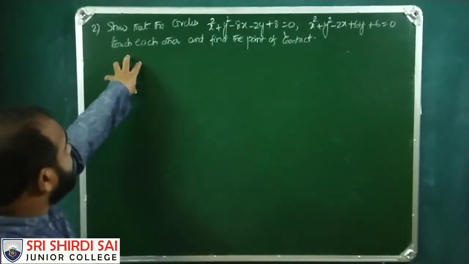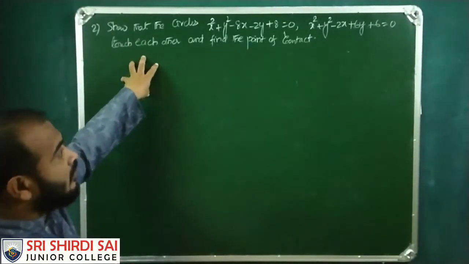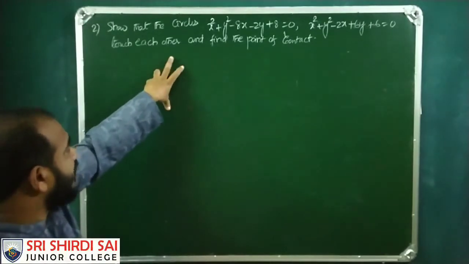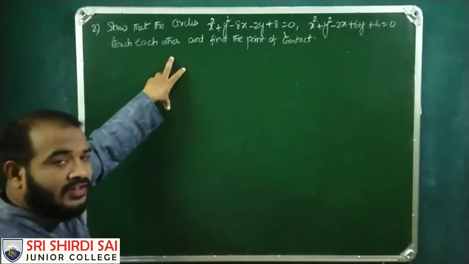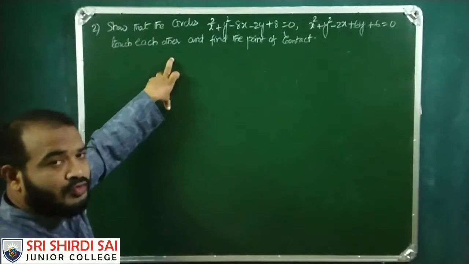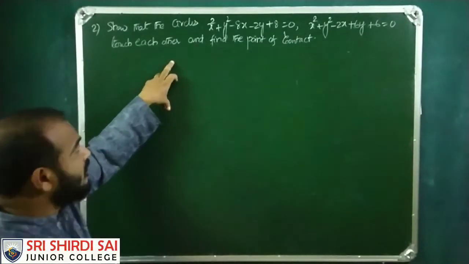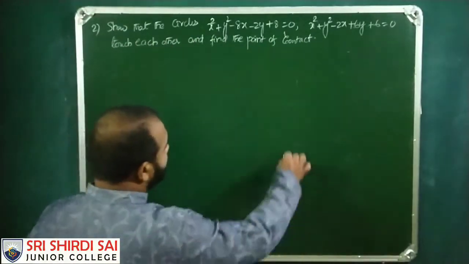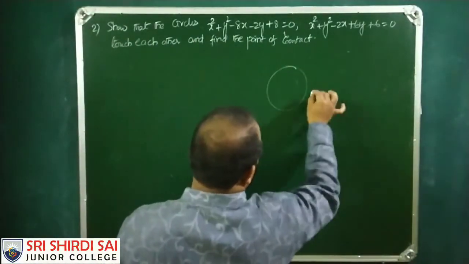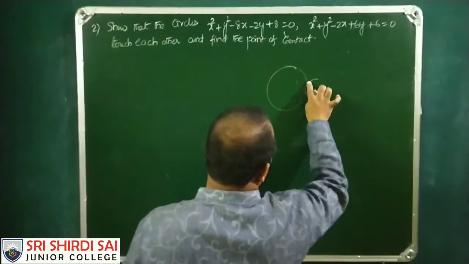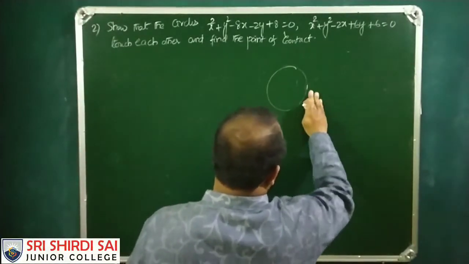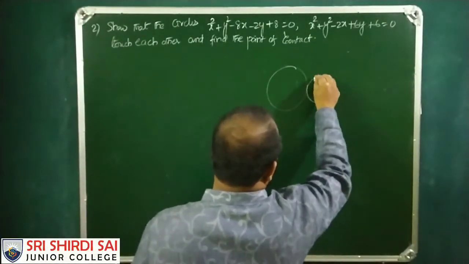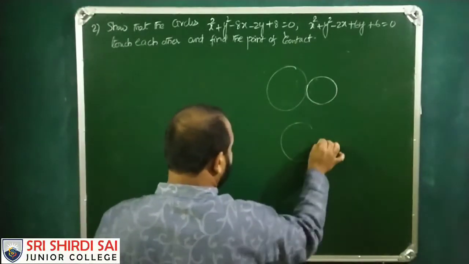So, this is the problem that we have done in the circles chapter under the topic relative position of two circles, exercise 1E. The same question here. Show that the two circles touch each other. That means the two circles may touch each other like this, may touch each other externally, or may touch each other internally.